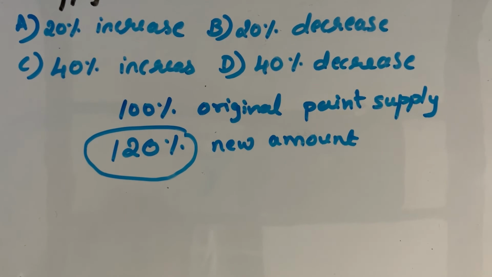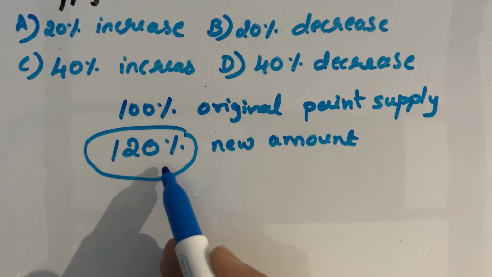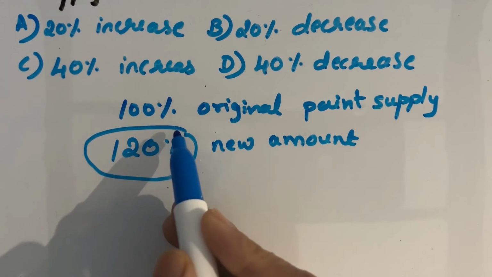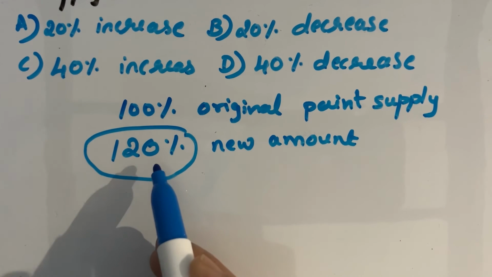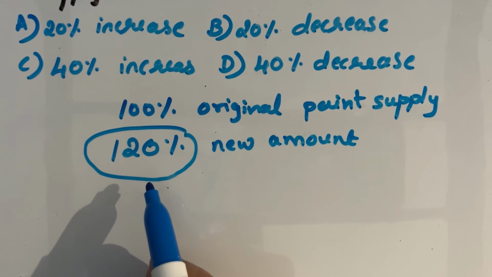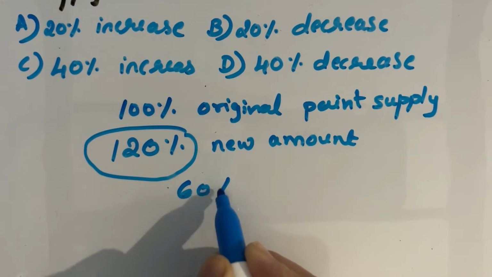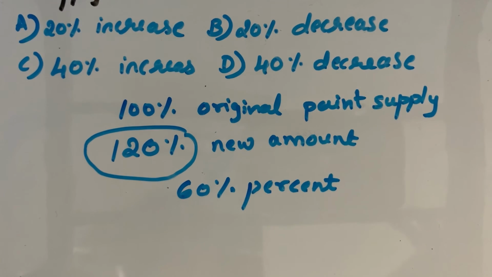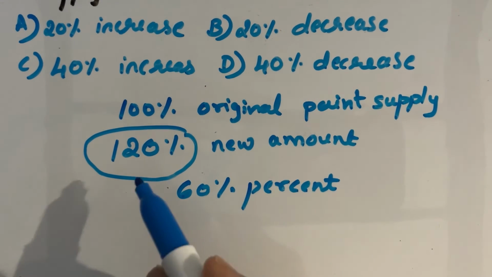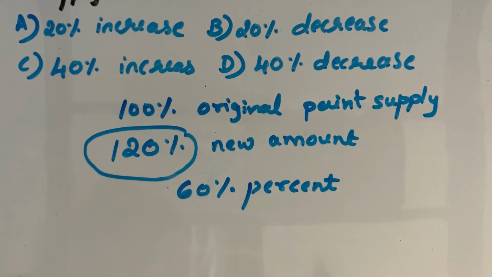Also, what's given? He uses 50% of the new amount. This is the new amount. He uses only 50% of this. 50% of 120. What is 50% of 120? 60%. 50% means half of the given amount. So 50% of 120 means 60%.